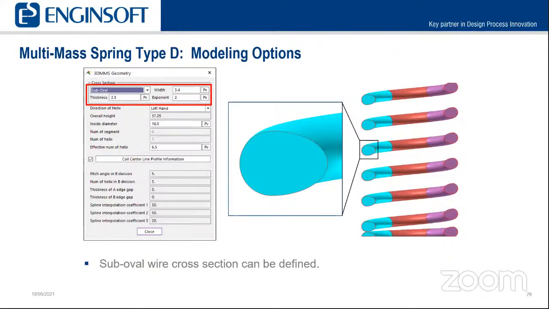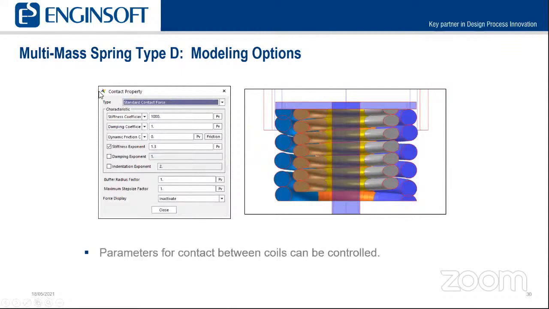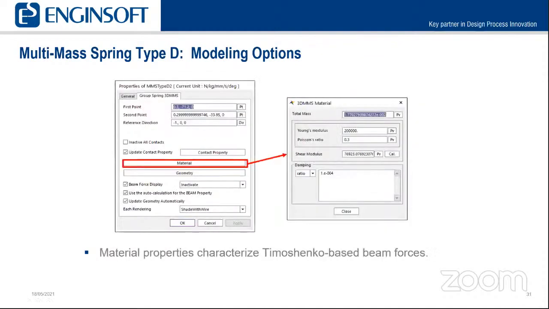Another option with the toolkit is to model an suboval cross-section of the wire. That's what we're seeing here. The thickness of the wire is 2.5, but the width is actually 3.4 millimeters, so it's a little wider than it is tall. And then here are the controls for the parameters governing the contact between the coils. Stiffness, damping, and friction can be defined. And here's where we would enter the material properties that characterize the Timoshenko-based beam forces.